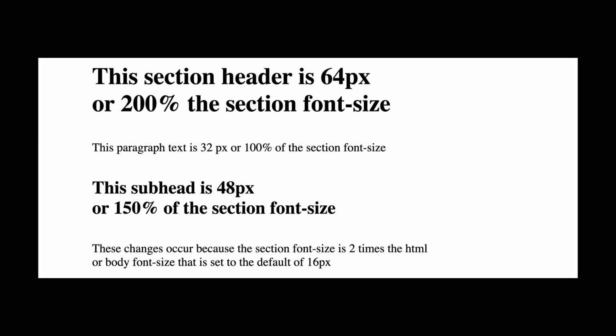By increasing the section font size to 200%, we now have a different result for our paragraph and headings. The section font size is now 32 pixels, and the paragraph text is 100% of that. Similarly, the H3 heading is 64 pixels, which is 200% of the 32 pixels, and the H4 heading is 48 pixels, or 150% of the 32 pixels.